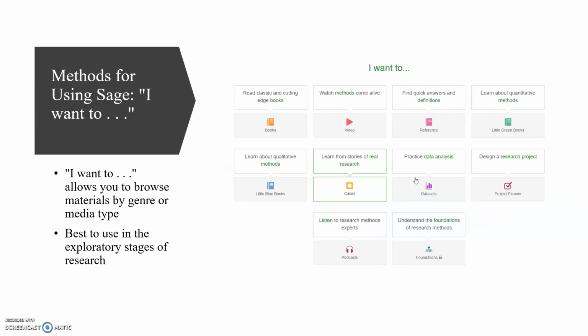And there's also in the middle of the home page of the SAGE Research Methods the I want to button. And this kind of overlaps a little bit with the research tools. Like you can look into the project planner. That's one way it overlaps. But this mostly allows you to search different research by genre. So if you're looking for books, you can go there, or you can go to video and search within a topic, or maybe just browse through them.